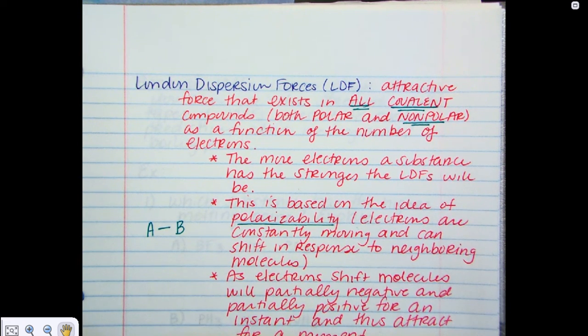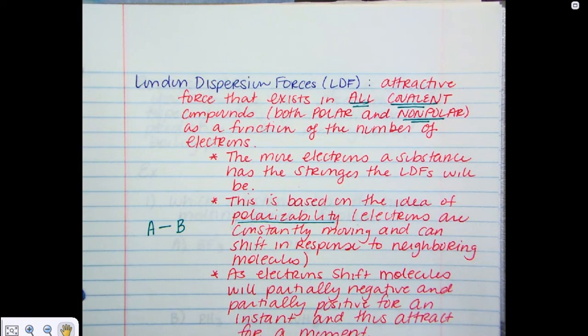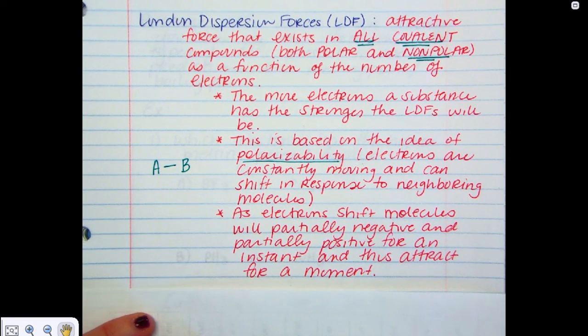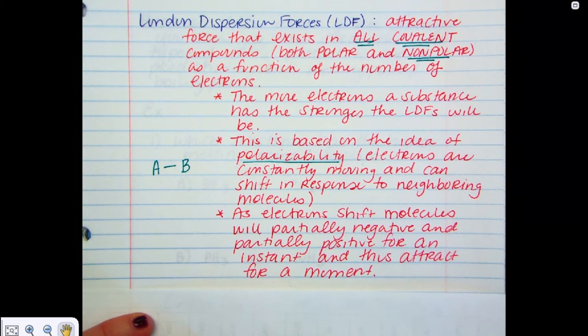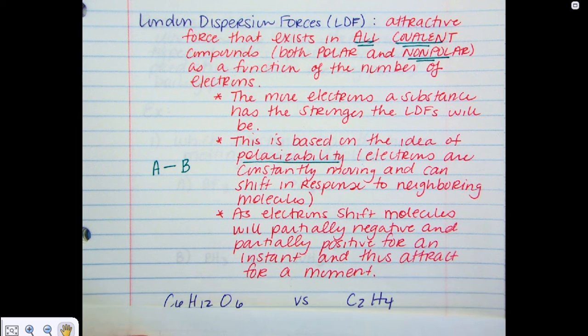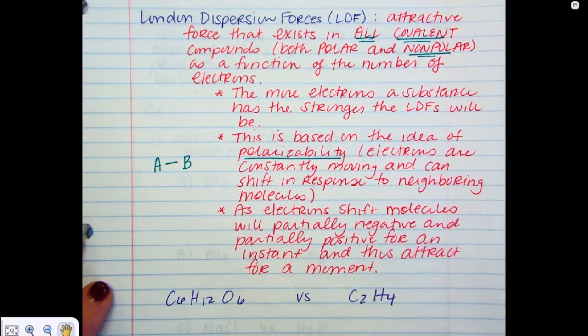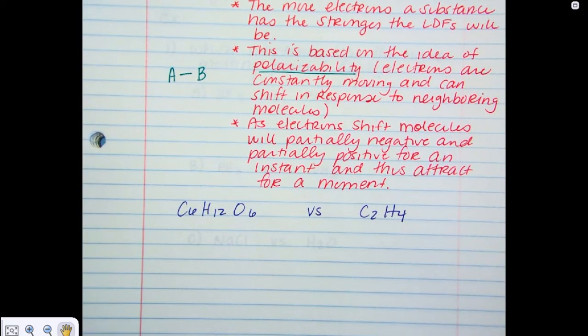So as the electrons shift, we'll see that we have those instantaneous dipole moments, partial negatives and partial positives for just a second. And we have these tiny instant moments of attraction. That's what our London dispersion force is. So what we're going to do is compare the level of London dispersion force among two molecules. So we have C6H12O6, which if you remember from biology is our formula for glucose, with C2H4.